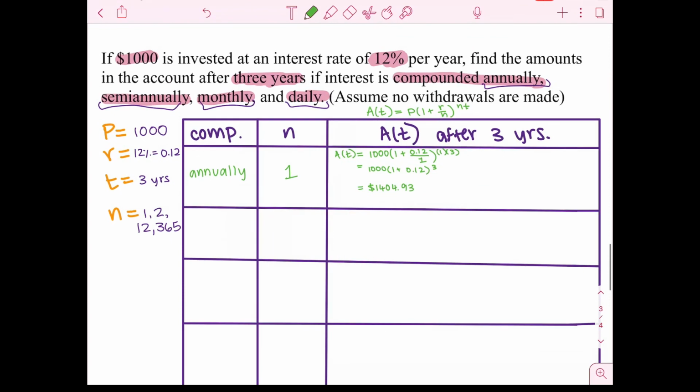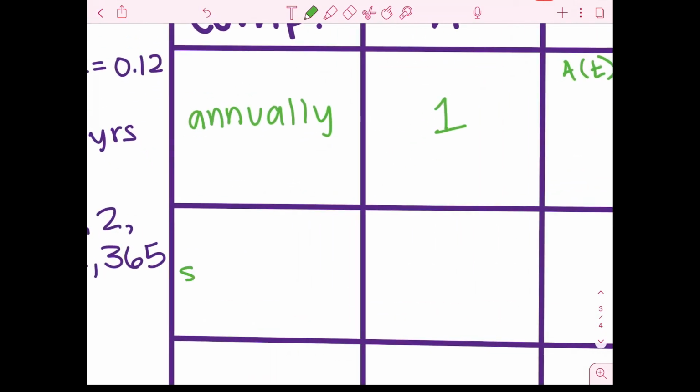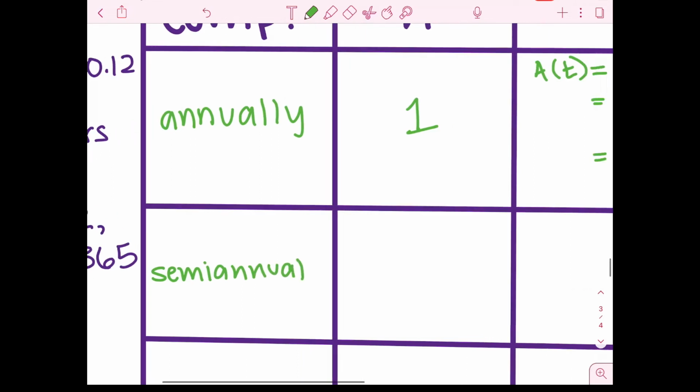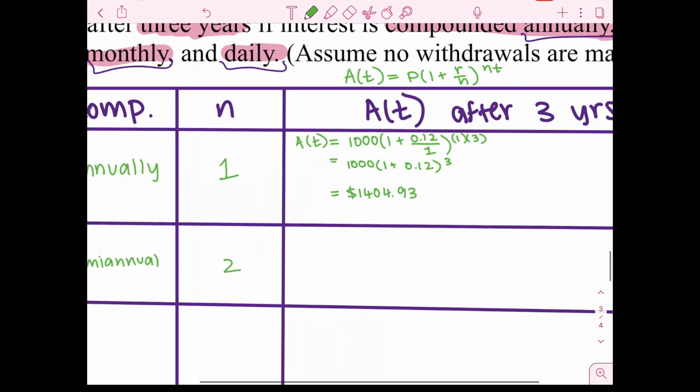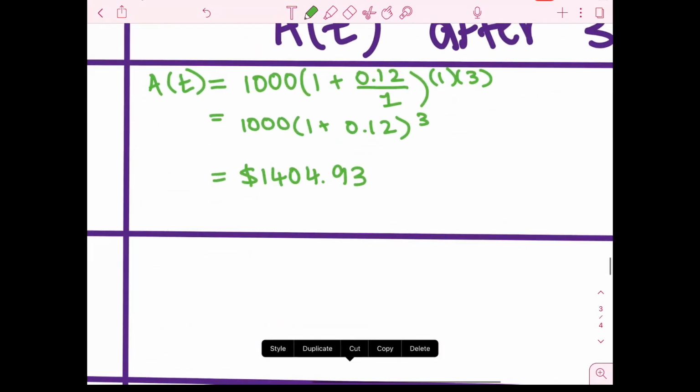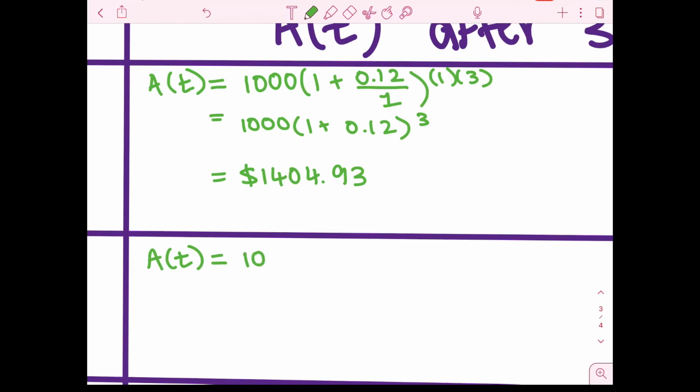Our next is being compounded semi-annually. So semi-annual being compounded, and n is going to be 2 in this case because semi-annual means compounded twice a year. So we're going to do our equation again. A of t is equal to our p, so 1,000 times 1 plus our r, 0.12, divided by 2 in this case, to the power of 2 times 3.